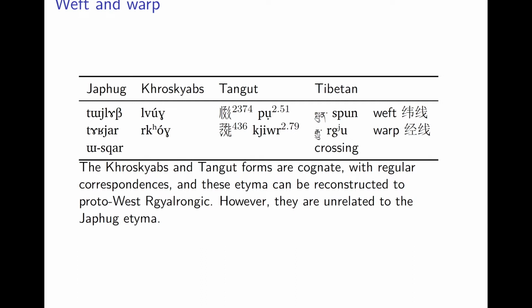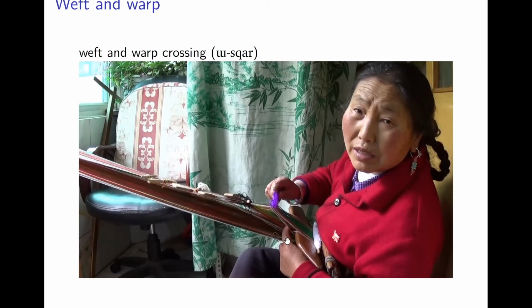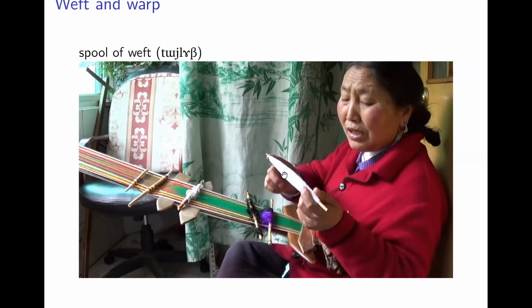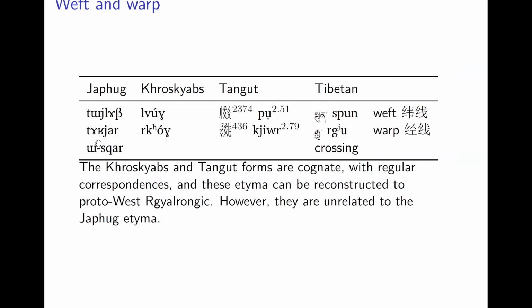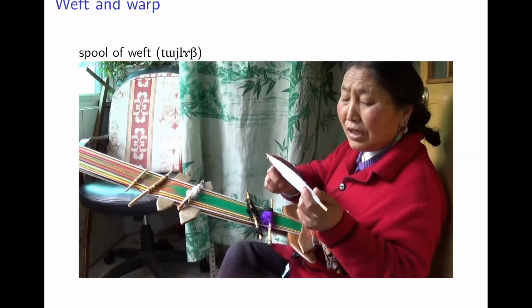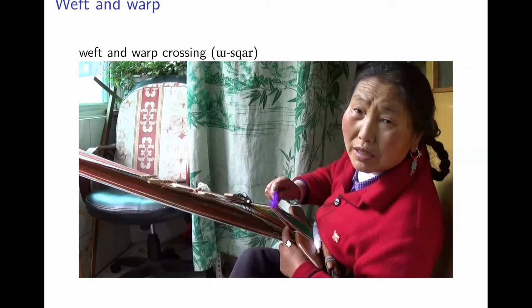In Japhug, we have another interesting word, skarj, which refers to the place where the weft and the warp cross. Actually, in English, I learned from Chris Buckley's work that the space between the warp and the weft is called the shed. I'm not sure which term we could use in English for the crossing place. But in any case, there is a special word for it in Japhug. I'm not aware of any special word in any other Gyarong language, but I urge my fellow field workers to identify the words, either for the space between the warp and the weft, or for the crossing part between them.